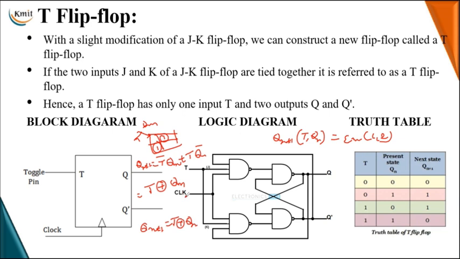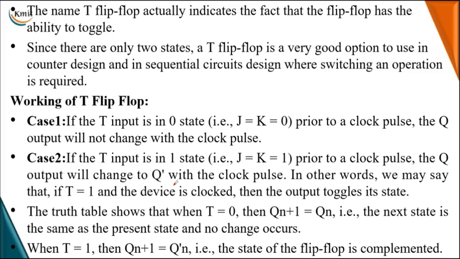So here the toggle flip-flop is only used to toggle the present state, and that is what we obtain as the next state. With T equal to 0, it is the no change state: the present state continues as the next state. So we obtain the no change state when T is 0. When T equals 1, we obtain the toggle state.